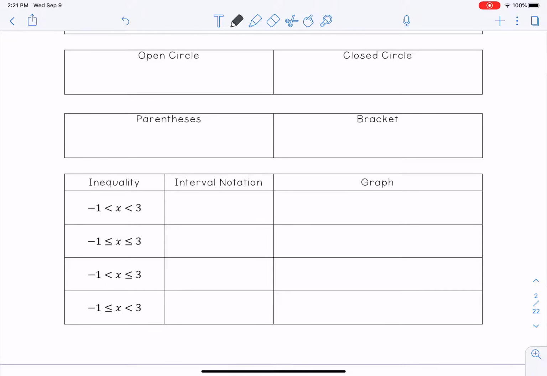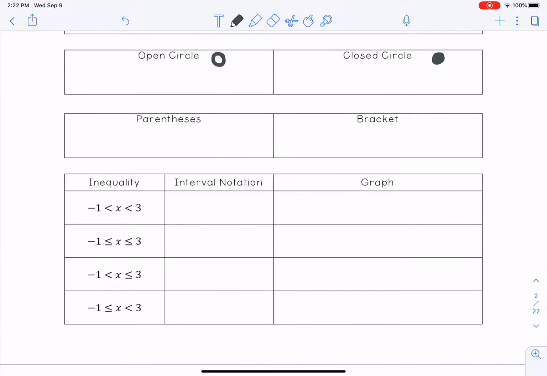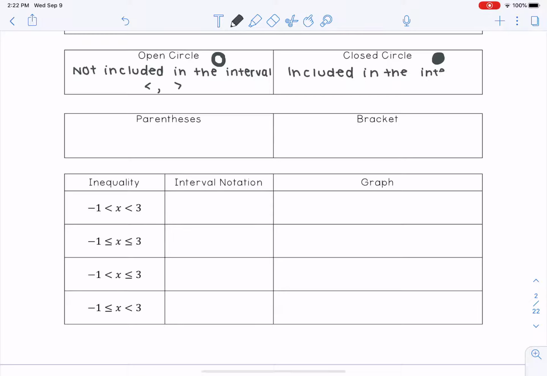If we have an open circle or a closed circle on a number line, they mean two different things. An open circle means something is not included in the interval. This might be something like a less than or greater than. So we don't actually want to include it, we just want to go near it. And a closed circle is included in the interval. This will be something like a less than or equal to or greater than or equal to.